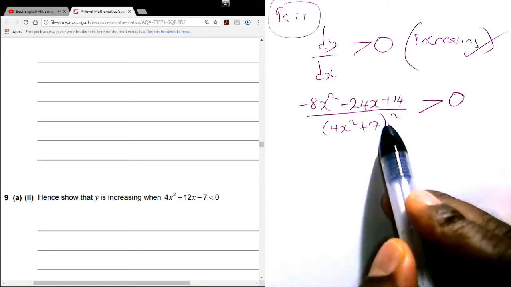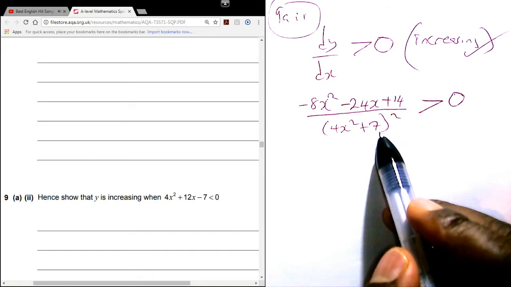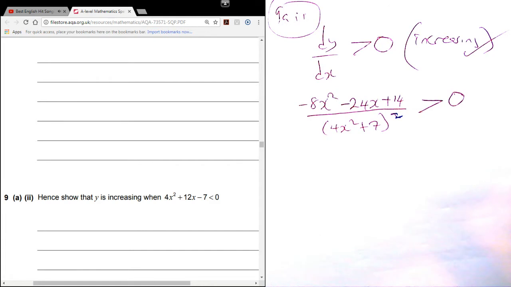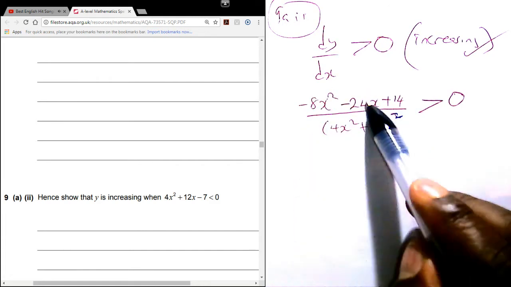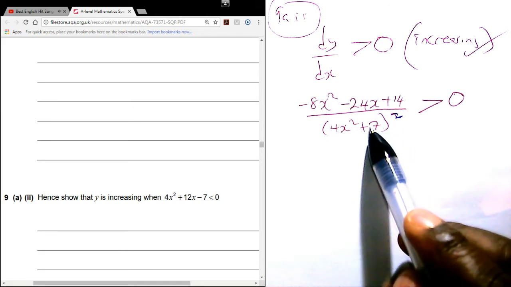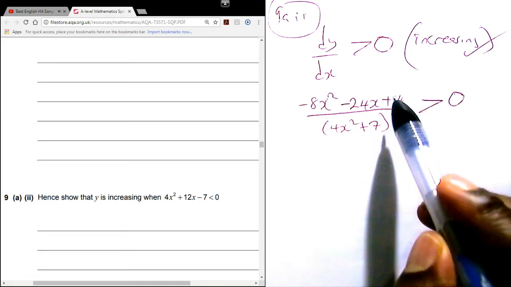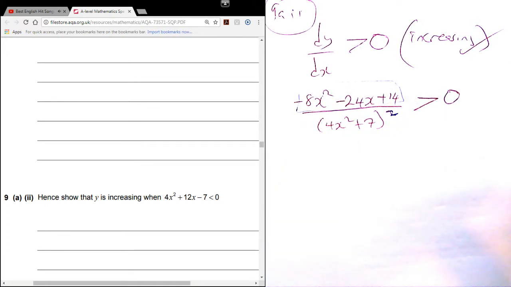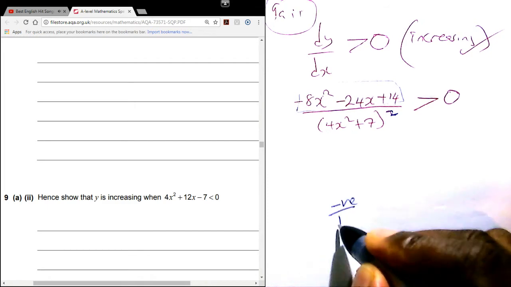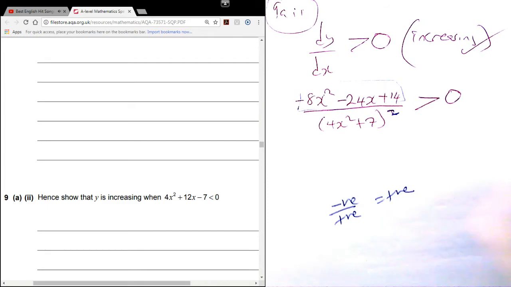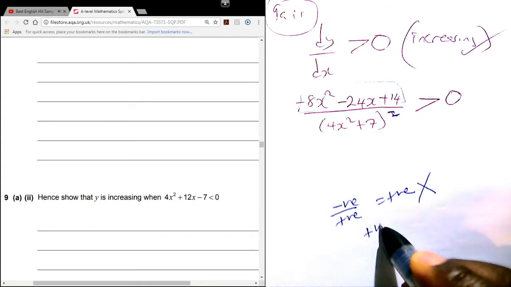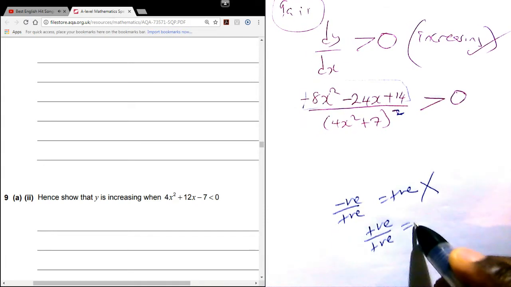This at the bottom here is a squared number because you've got a square there. And whenever you have a square there, it means it's always positive. If I have to divide this by a positive number and my answer needs to be positive, what do you think about this numerator? Can it be negative? Is negative over positive ever going to be positive? No. So the numerator must always be positive. So we can only have positive over positive, giving us positive.